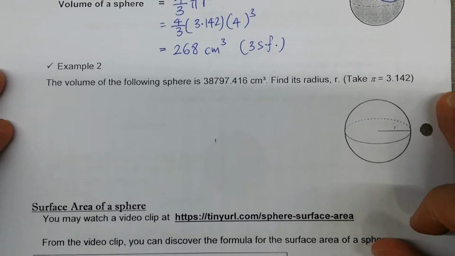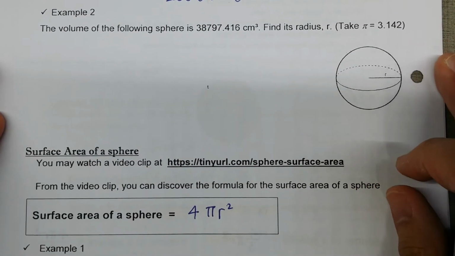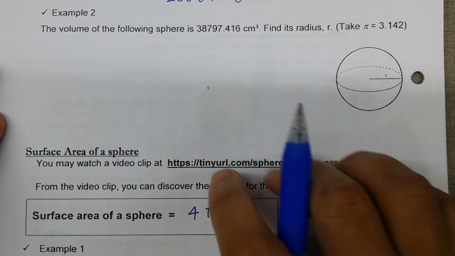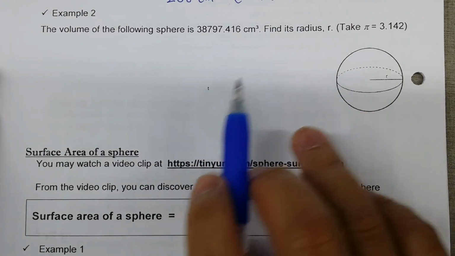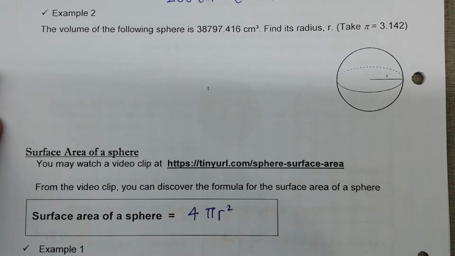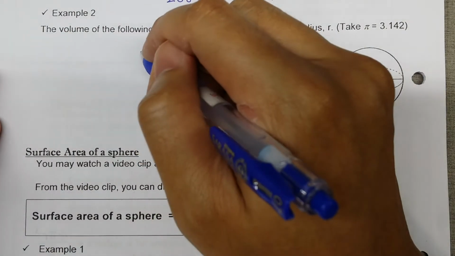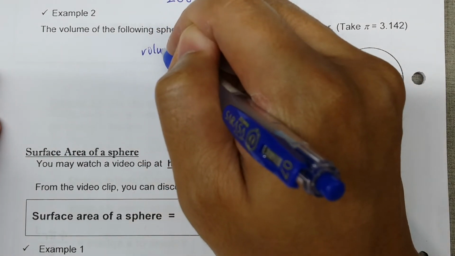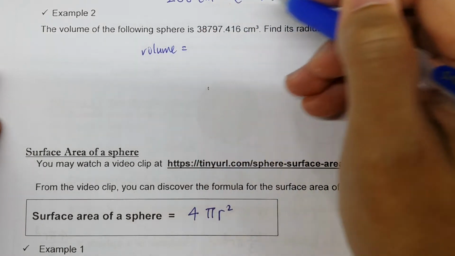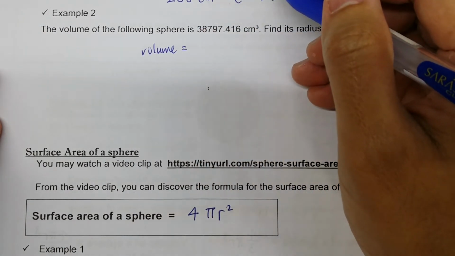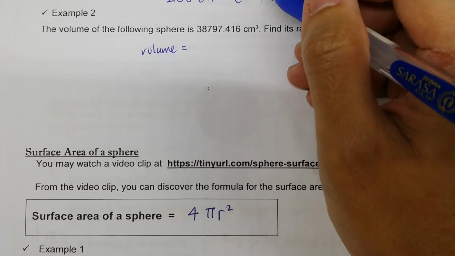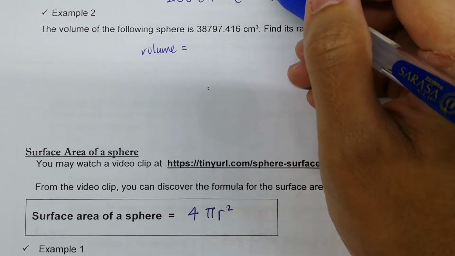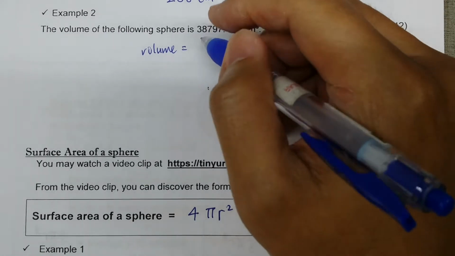Example 2. The volume of the following sphere is this. Again, reverse type of question. They give me the volume, ask me to find the radius. And Mr. Liu always says, don't worry, just write down the formula. So before the class test, before exam, make sure you can remember all the formulas of a cone, of pyramid, of cylinder, of prism, and now of sphere.